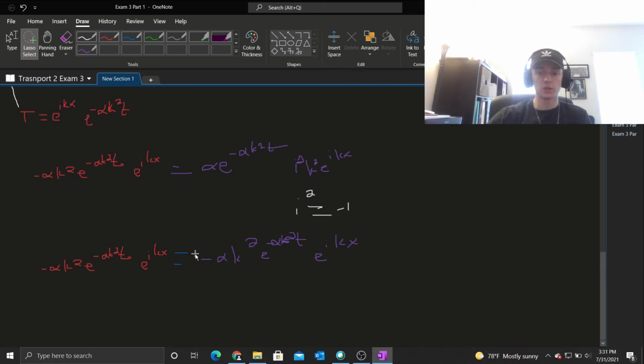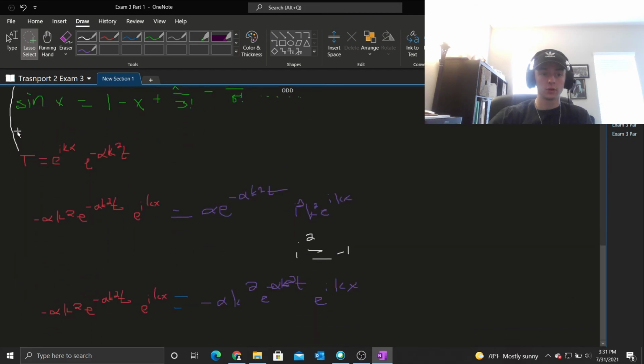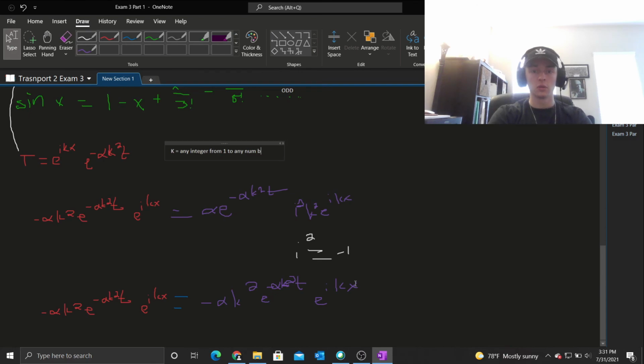Since both sides of the equation are equal, that means that when we use the expression that temperature is equal to exponential of i k x times the exponential of negative alpha k squared t and take the derivative, it works for any k value. In this expression, k is an integer: any integer from 1 to whatever number, so long as it is an integer.